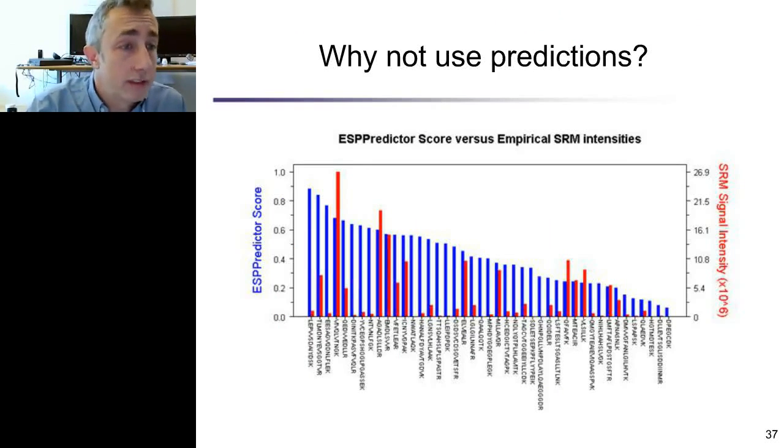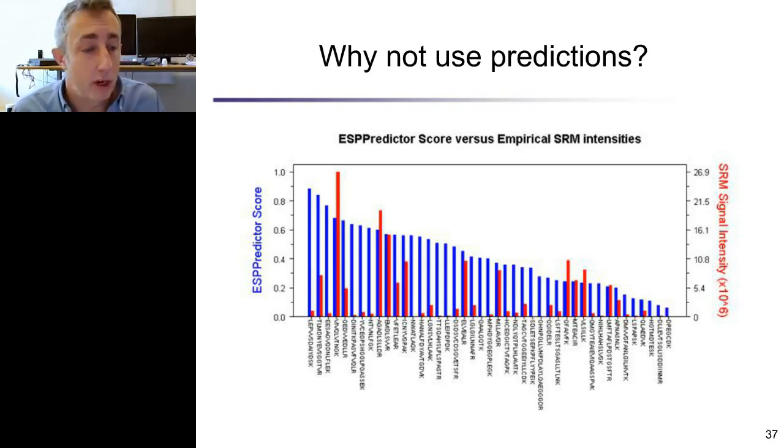So people, of course, develop predictors. So why not use these predictions, since there have been about 5 or 6 papers on predictions? The downside is that all those predictors are trained using these same repositories. So they're a very good predictor of whether or not you'll sample something by data-dependent acquisition, but not necessarily of whether the peptide gives the best quantitative measure by targeted proteomics.